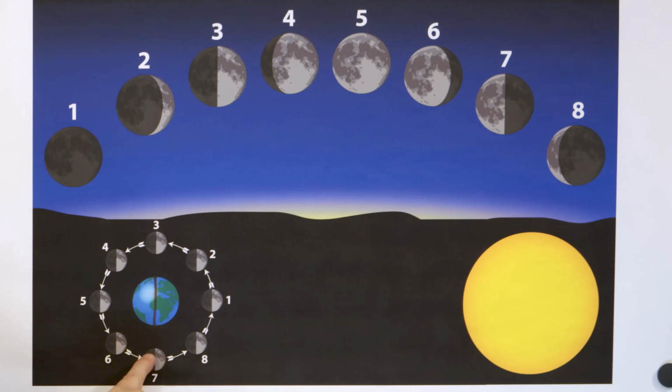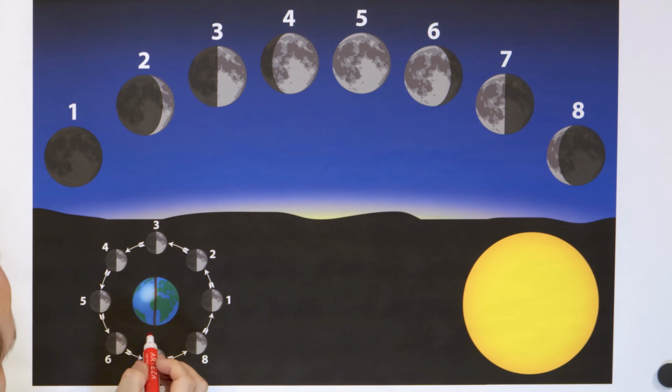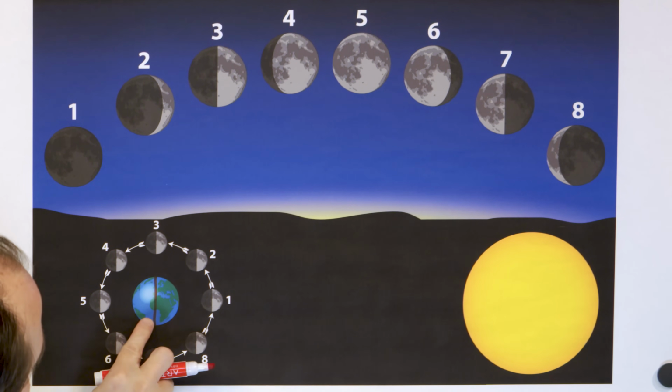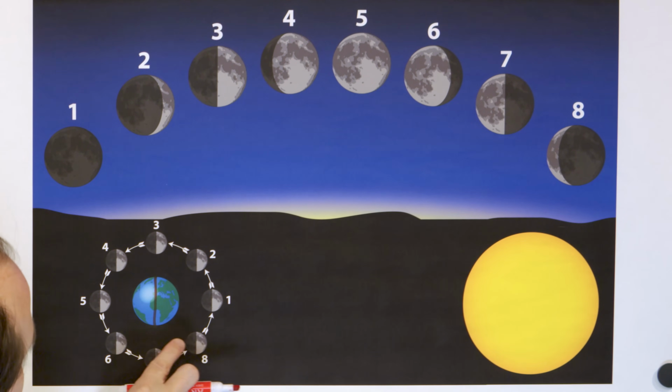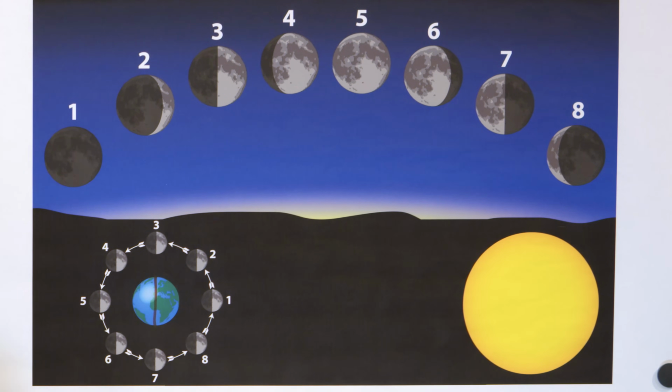Eventually, position number 7, when I'm here, I can see about half of the moon there. And then position number 8, more of a crescent again. Think about it over here. If I'm looking over here, I'm almost always seeing darkness, but I can see a very small sliver of light right there, and eventually it gets back to a new moon.